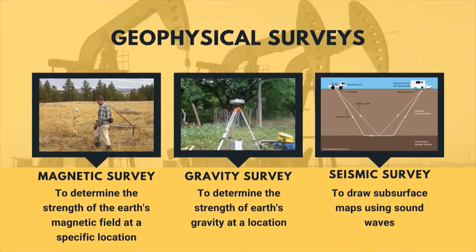Now we move on to the geophysical surveys. Geophysical surveys are again broadly classified into three major techniques. Number one is magnetic survey, where we are trying to determine the strength of Earth's magnetic field at a specific location. The second technique is gravity survey, where we try to determine the strength of Earth's gravity at a location. The third one is seismic survey. We are trying to draw the subsurface maps using sound waves.